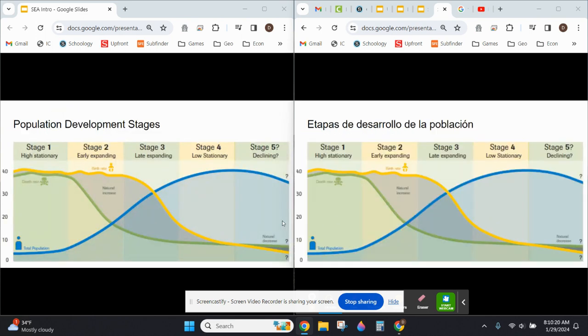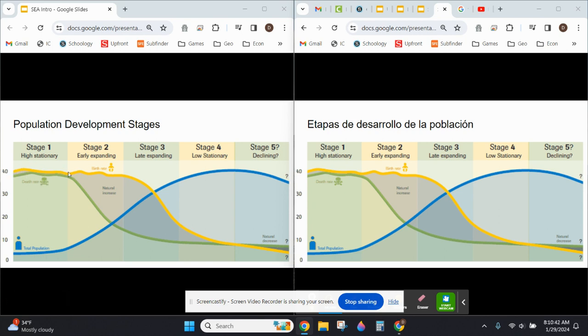So when we ask ourselves, why does population grow so fast in some places and not others? Well, there's a series called population development stages. So the way it works is when you're in stage one, you're not very developed as a country. You don't have modern technology. You don't have modern healthcare and access to food. And people have lots of babies.